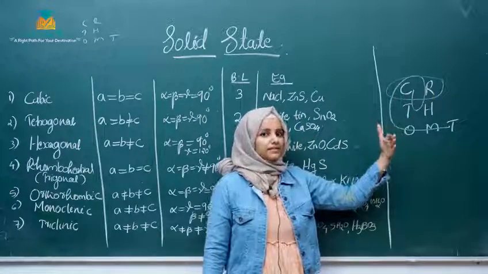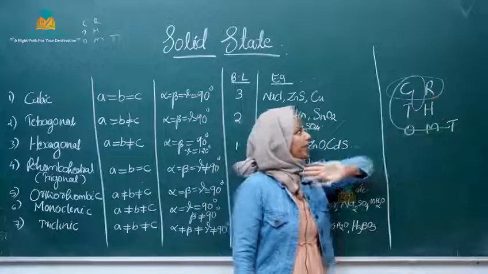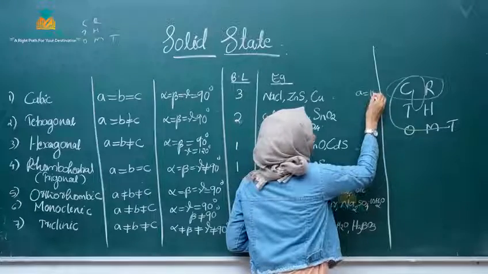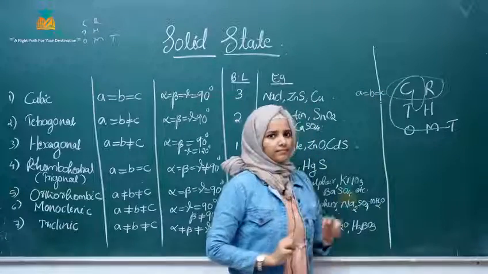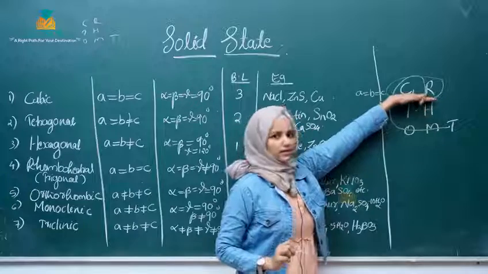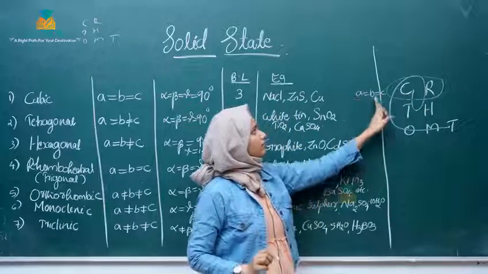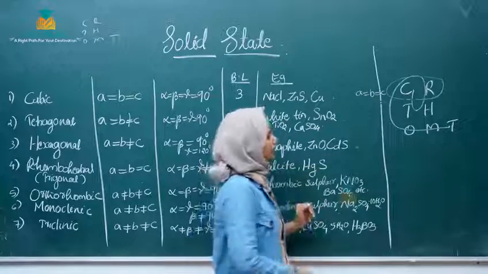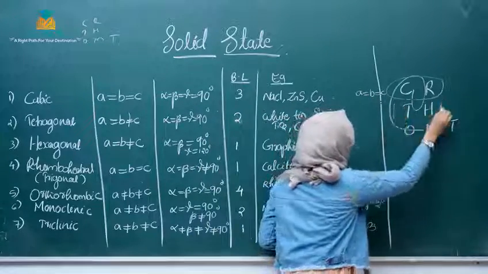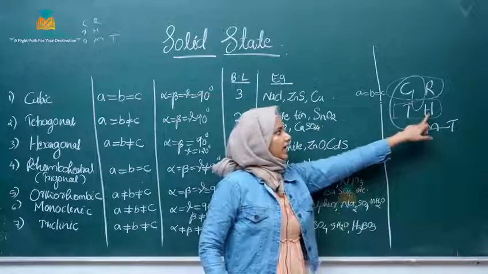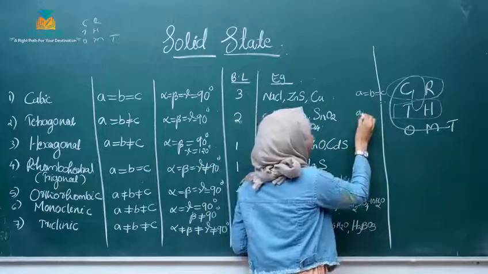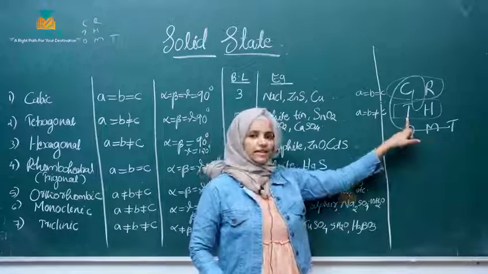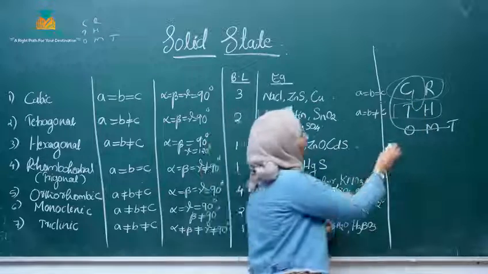What is coming in the first row? That is cubic and rhombohedral. In cubic and rhombohedral, all the sides are equal, that is a = b = c. So for easy remembering, in the first row we have 3 sides equal: a = b = c, 3 lengths are equal. Then what about the second row? That is tetragonal and hexagonal. Here a = b, but that is not equal to c. That is in both the cases of tetragonal and hexagonal. Then what about these 3?